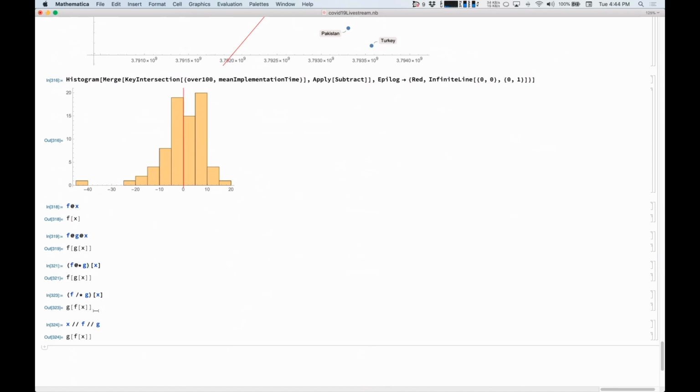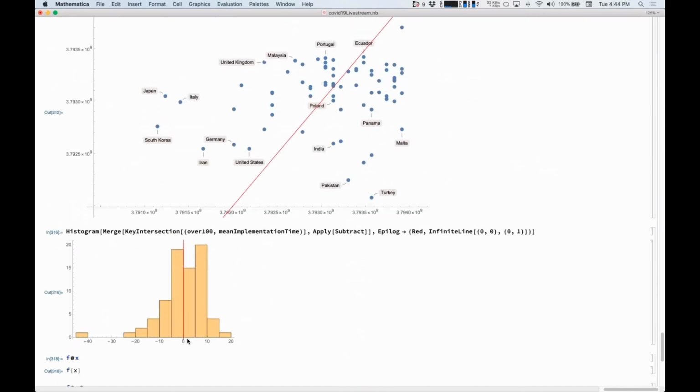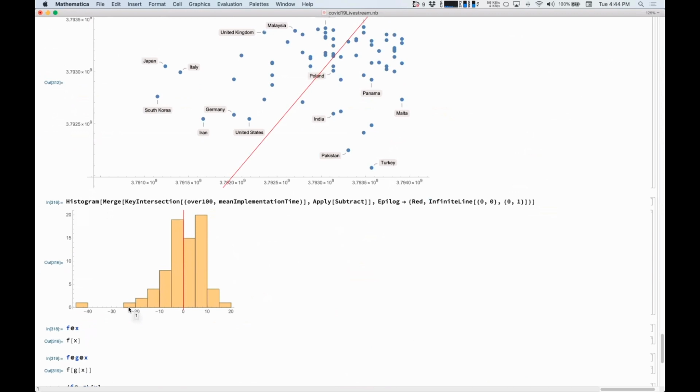What this is showing is that some number of countries implemented measures, and the minus numbers correspond to implementation before they reached 100 cases. So if you're to the left of this red line, then you were ahead of the game. No, your mean implementation time was bigger than your over 100 time. Okay, so show us behind the game.